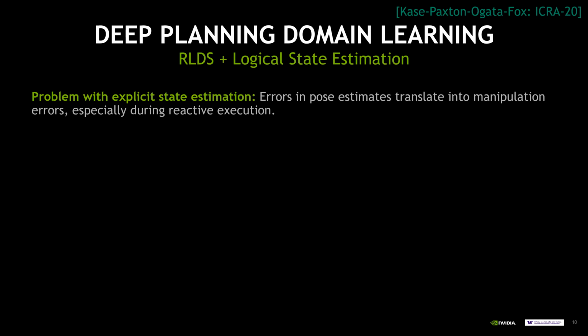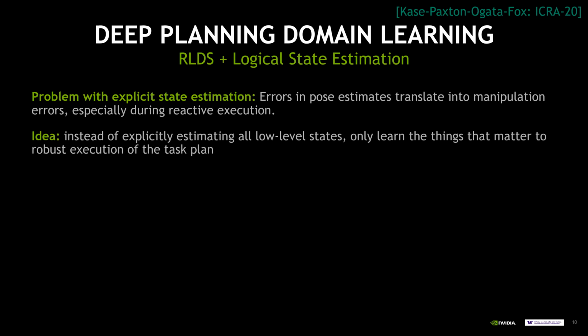And this is sort of our implicit state estimation system. So the idea is that instead of estimating all these explicit low-level states for everything, like the 6-DoF poses of objects and everything in the scene, we don't really need that. What we really care about is knowing the things that matter to the task plan: the prerequisites to my actions, whether or not they're met, what kinds of actions I can take at different times, and what policies I'm going to follow.